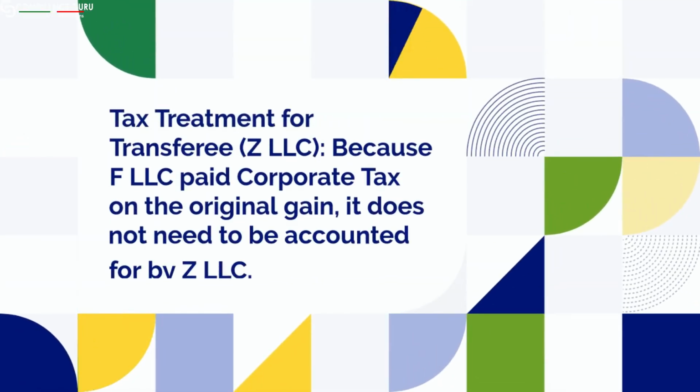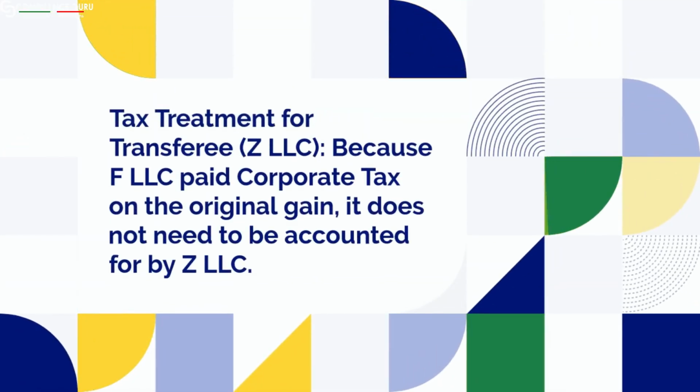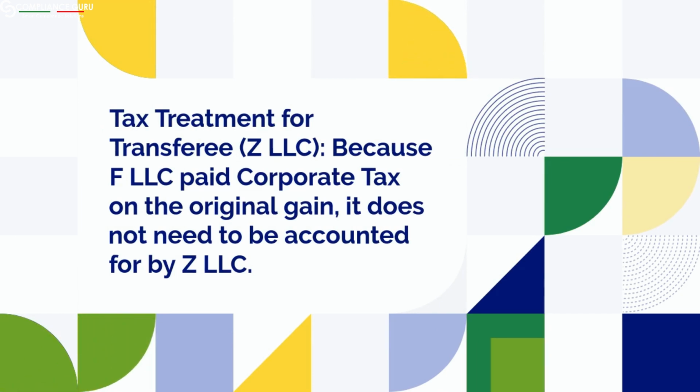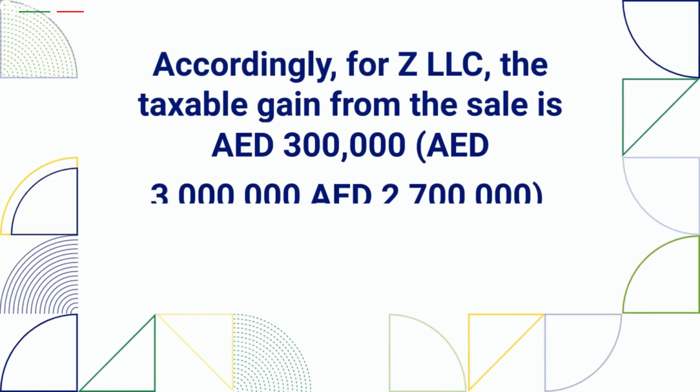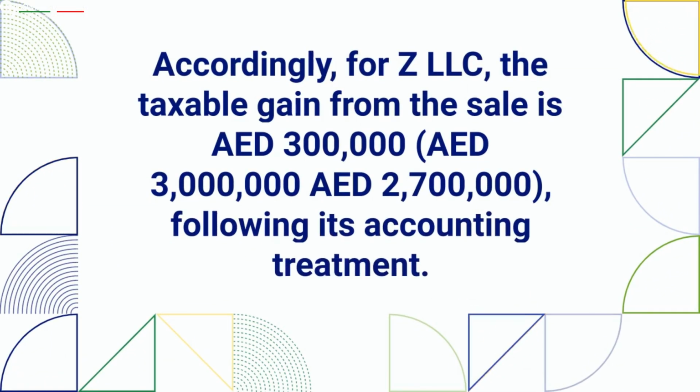Tax treatment for transferee: Z LLC. Because F LLC paid corporate tax on the original gain, it does not need to be accounted for by Z LLC. Accordingly, for Z LLC, the taxable gain from the sale is AED 300,000 (AED 3 million minus AED 2,700,000), following its accounting treatment.